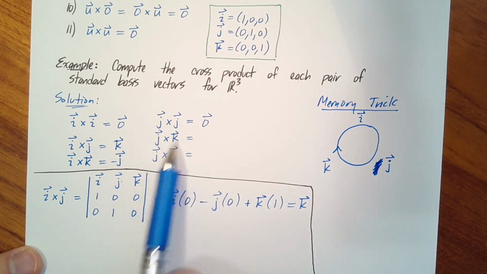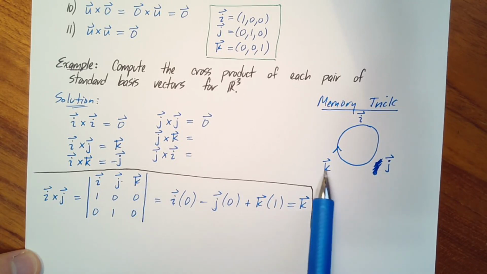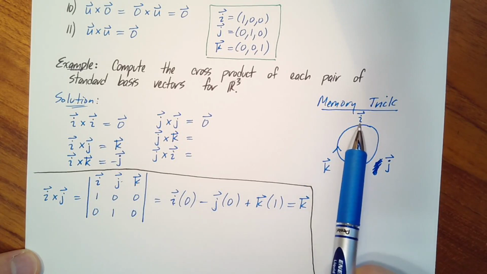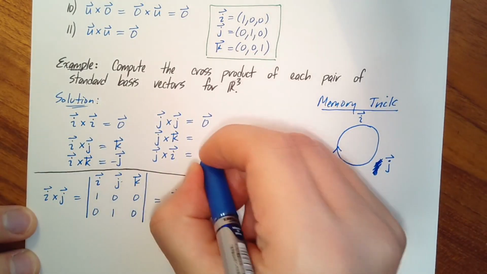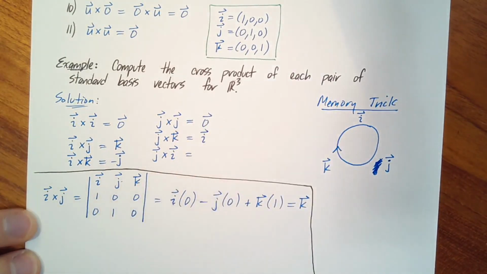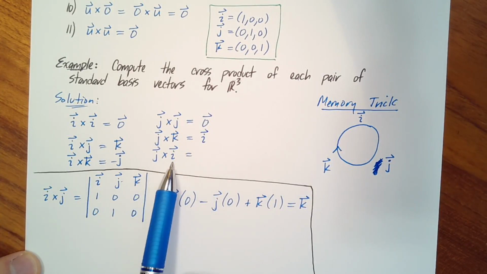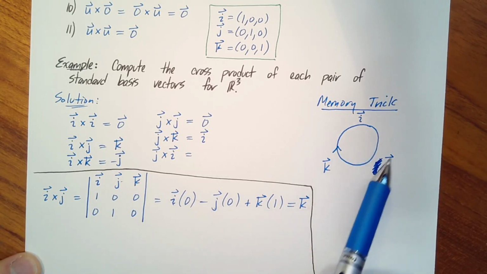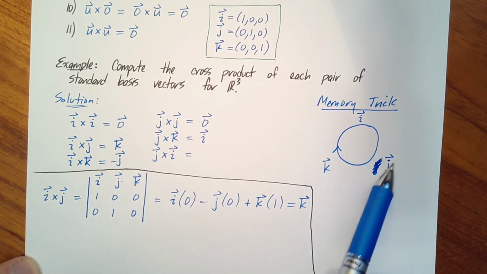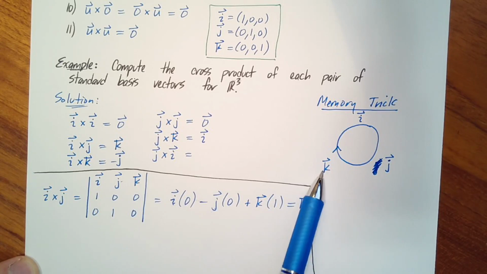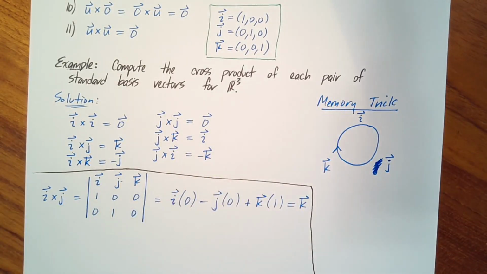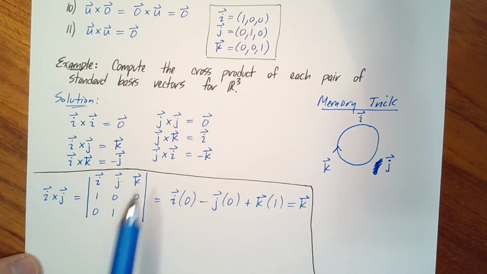But for j cross k, well, start with j and go to k. That's clockwise, right? So the answer is just going to be the next vector, i. So j cross k is i. But j cross i, so start at j and go to i, well, that's counterclockwise. Right now we're going against the arrow's direction. We're going j cross i, so we're not going to just say k, we're going to say negative k. So the result here is going to be negative k.